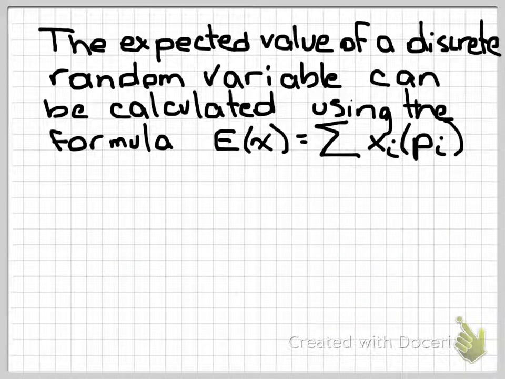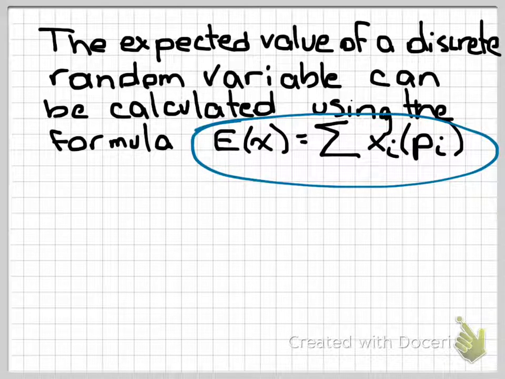But we can also find the value we expect to get for a discrete random variable. And we can calculate it using this formula, which really pretty much says I'm going to multiply the value times the probability for each of those possible outcomes, and I'm going to then go ahead and get that value. This is also called the mean of x, or mu x.